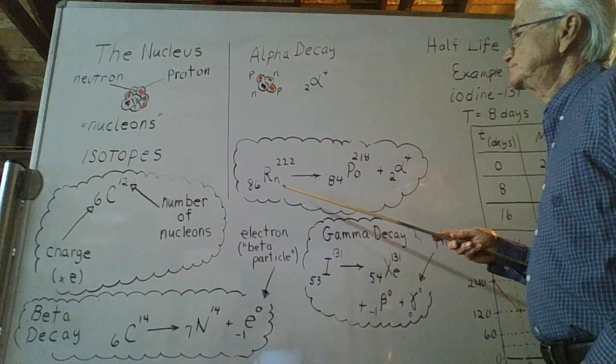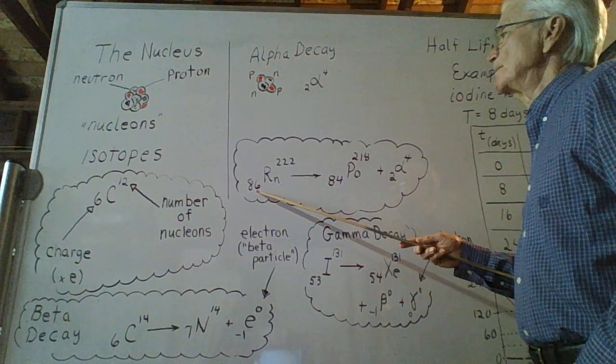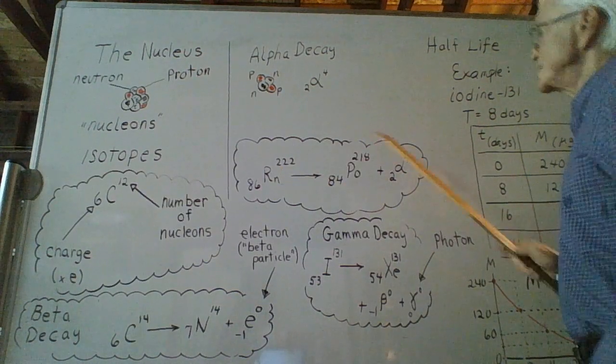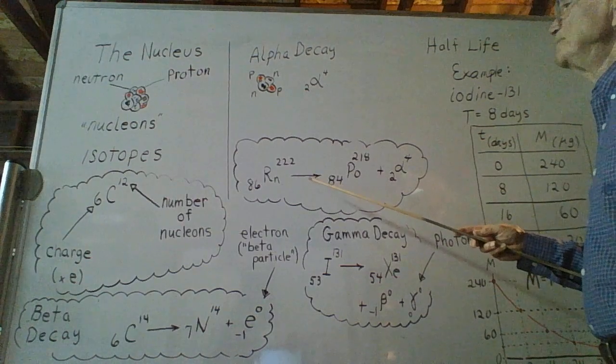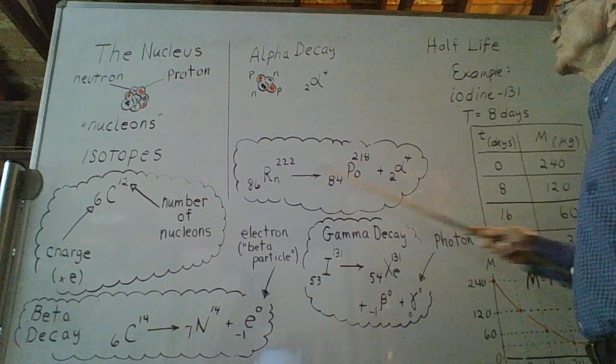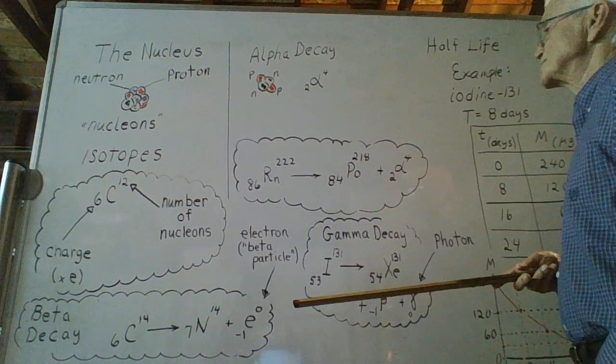Radon-222, atomic number 86 on the periodic table, decays by means of alpha particle emission. After some length of time goes by, an alpha particle is emitted from this nucleus, and what's left behind is a polonium-218 nucleus.